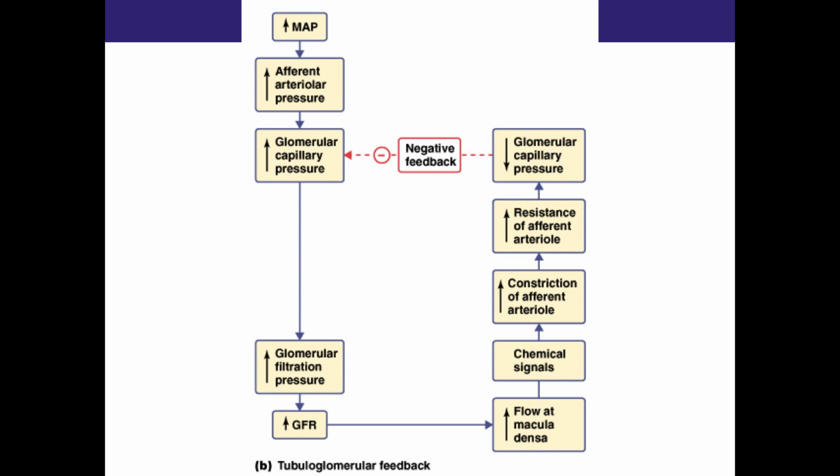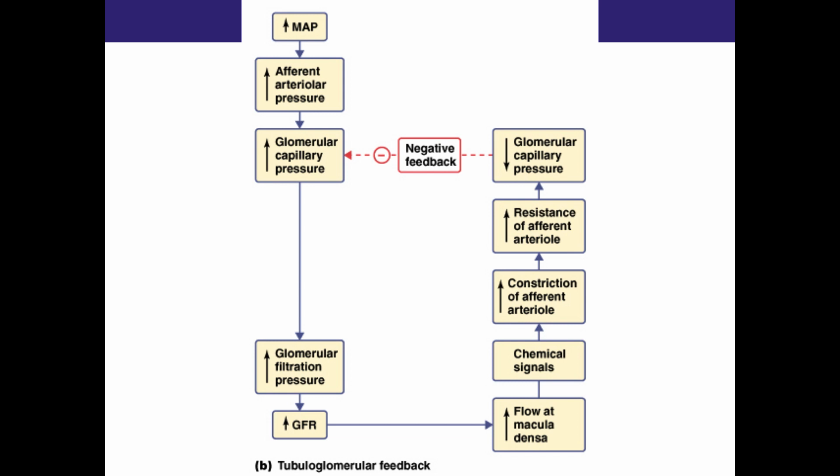How are we going to shut that down? It's now being detected by the macula densa cells. Big black box, though you know a little bit more about this than the big black box. It's going to detect the flow rate and send a signal to the smooth muscle cells surrounding the afferent arterioles. They're going to cause constriction of the afferent arterioles, an increase in resistance, and a decrease in the glomerular capillary pressure, which is going to feed back and decrease glomerular filtration rate. Pretty good?